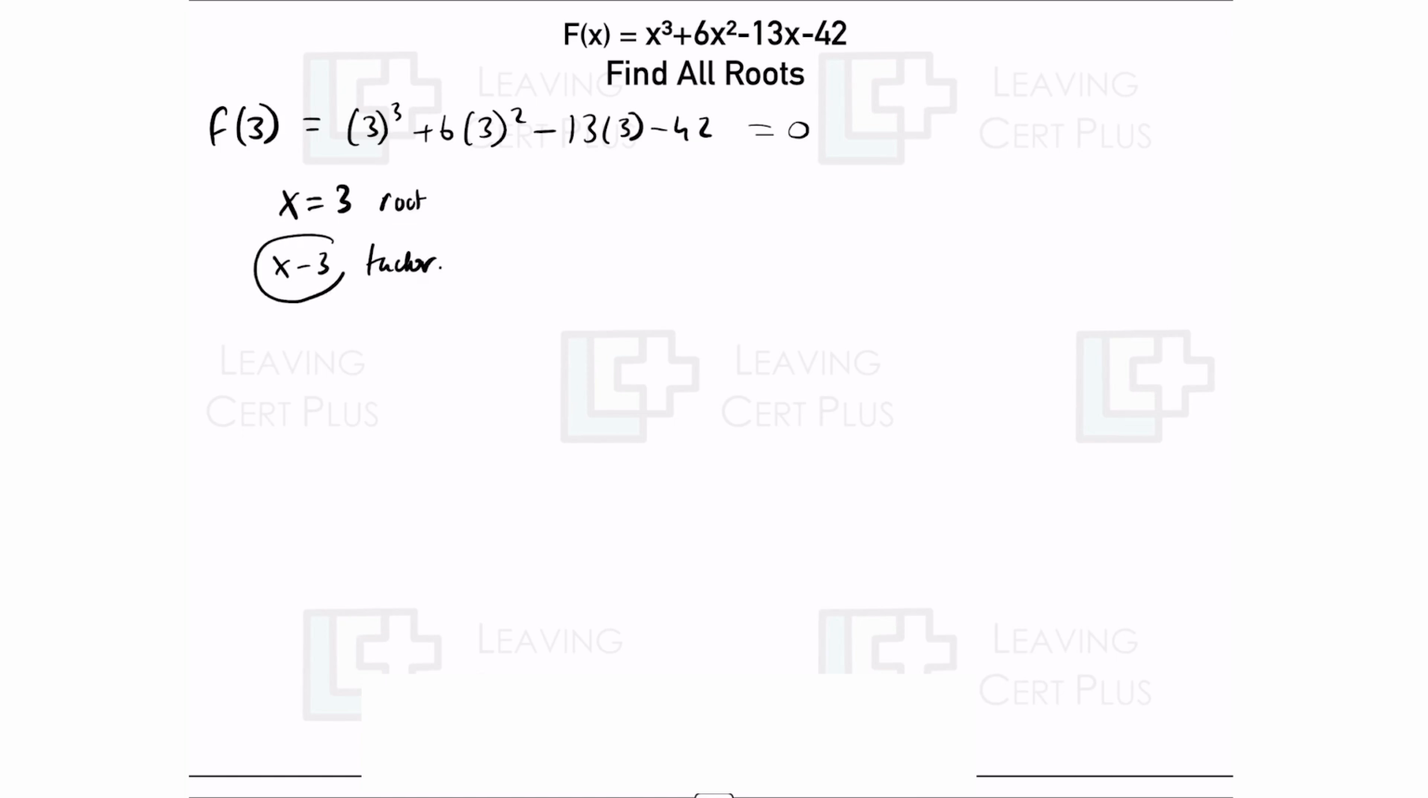So what do we do with that factor then? We have to divide that into our cubic equation. So x minus 3 as a factor being divided into x cubed plus 6x squared minus 13x minus 42. So now you're doing long division here. What do I need to multiply x by to get x cubed? The answer is x squared.